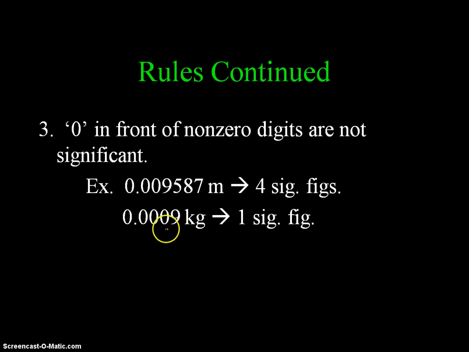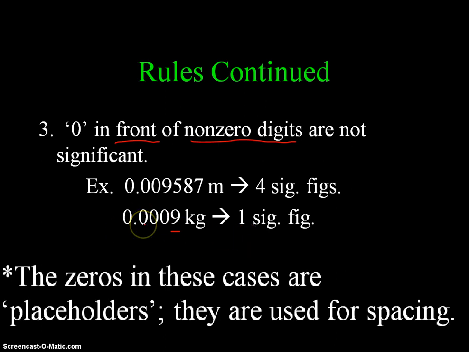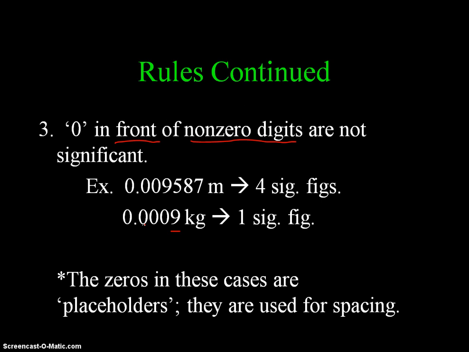Same situation here. These zeros are going to be placeholders because they are in front of a non-zero digit. So here's a non-zero digit. They're in front of it, so they are not significant. Doesn't matter. The 9 is the only significant one, 1 sig fig in that number right there. These are all placeholders. Okay? Feeling good about that? Let's move on to number 4.